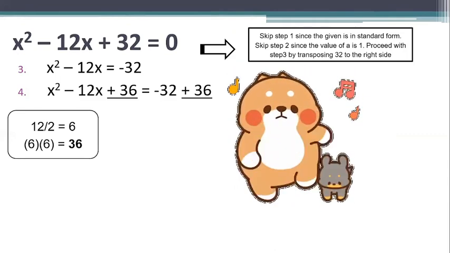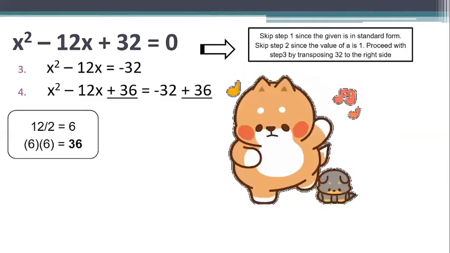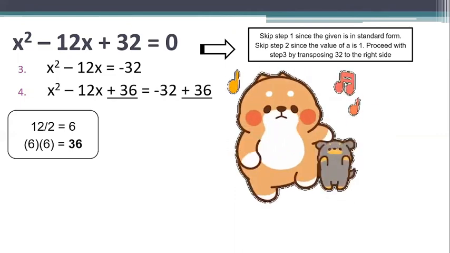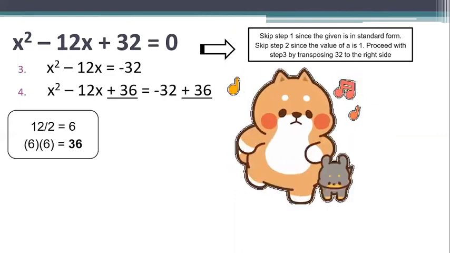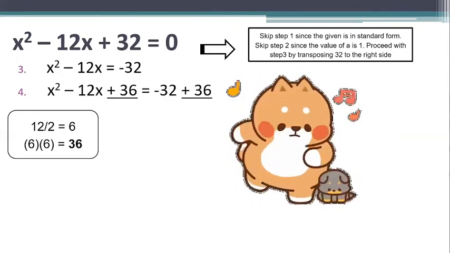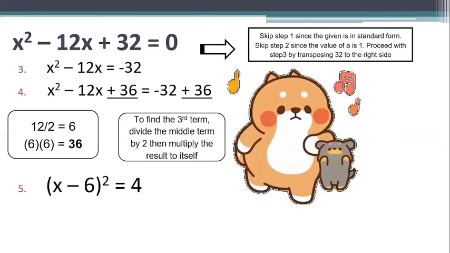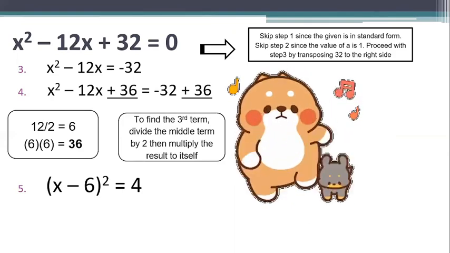If we already have the perfect square trinomial, we have to factor it into square of binomial. So the square root of our x squared is x and the square root of 36 is 6. The sign of the middle term is positive. So we're going to have x plus 6 squared and then negative 32 plus 36 is 4.